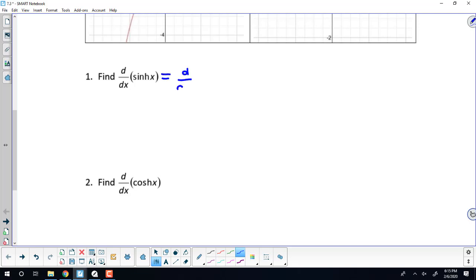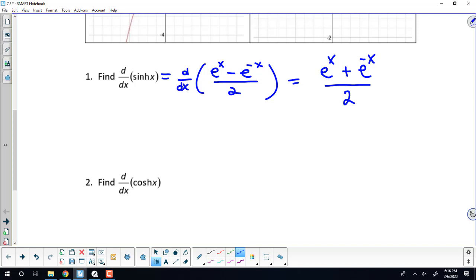So taking the derivative of sinh, we're going to take the derivative of e to the x minus e to the negative x, all over 2. The derivative of e to the x is e to the x. The derivative of e to the negative x is negative e to the negative x. And it's still all over 2. We recognize e to the x plus e to the negative x over 2 as the hyperbolic cosine.